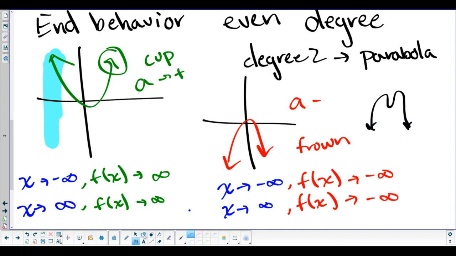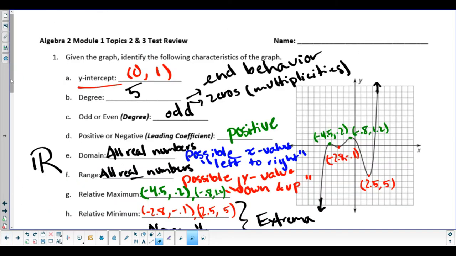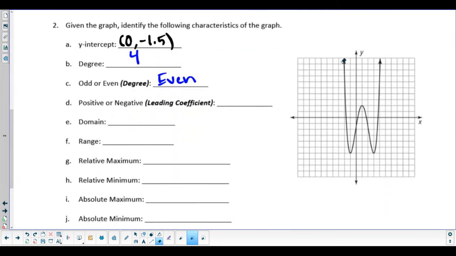It looks like something like that, right? And so when I go back to my problem from the previous page, I can see that this one is like a parabola, but with the inside sort of flipped. Kind of looks like a tooth, okay? Well, what that means is this is going up generally like a cup, and if I look to the left, I'm up top. If I look to the right, I'm up top, which means that my leading coefficient has to be positive.